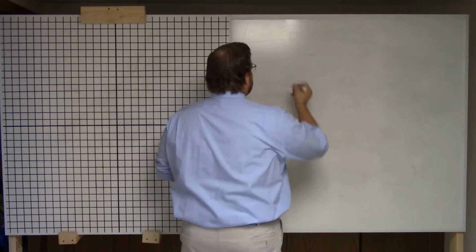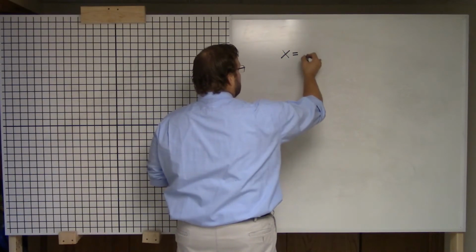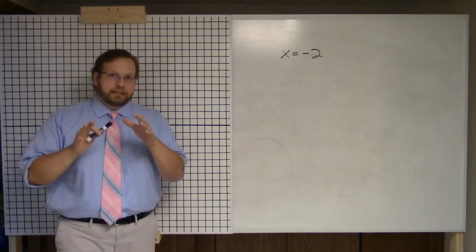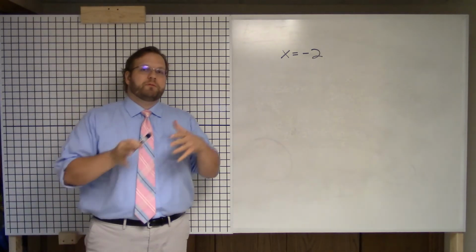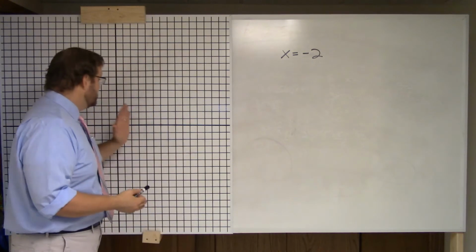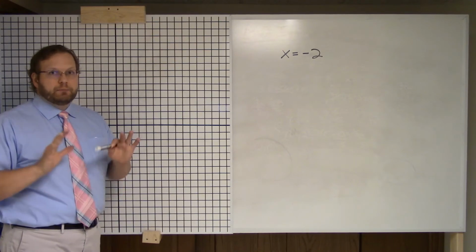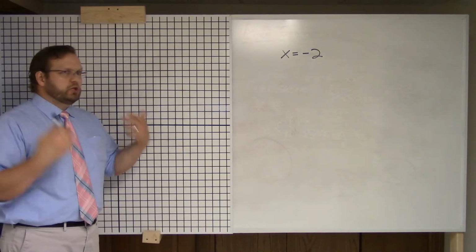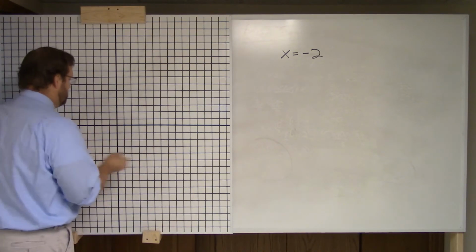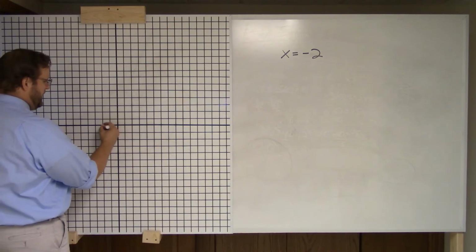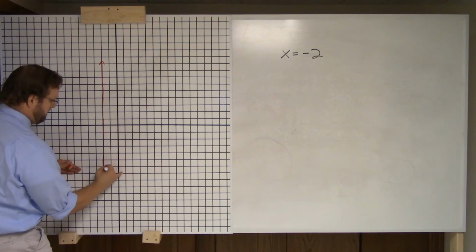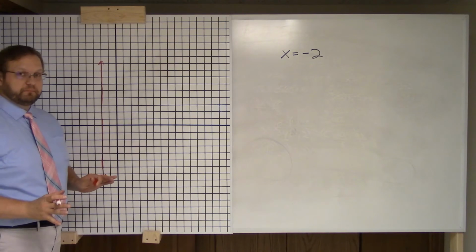Let's say we have x equals -2. Okay? Now, at this point in the game, if you look at that and you remember from the previous section that x equals -2 is a vertical line, and you want to jump right into that graph, great. I am totally okay with that. That to me shows you know what you're talking about. So if x equals -2, I'm going to go on the x-axis to -2, and I'm going to draw a vertical line. Simple as that. Nothing more to it.